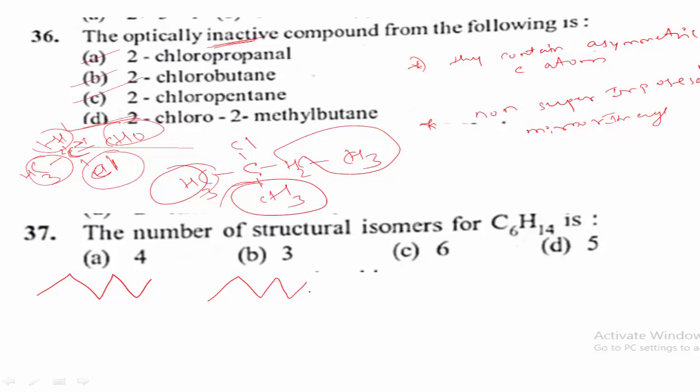1 2 3 4 5. Okay, itself is not, and I write here 1. Okay, 1 2 3 4 5, 1 2 3 4 5, and this one is 6. Okay, this one is also another structure of C6H14.